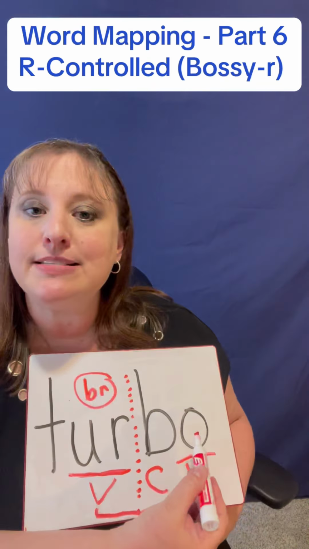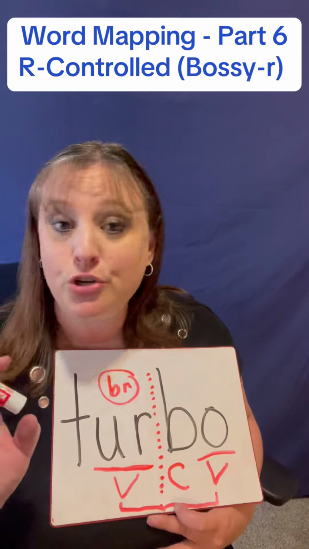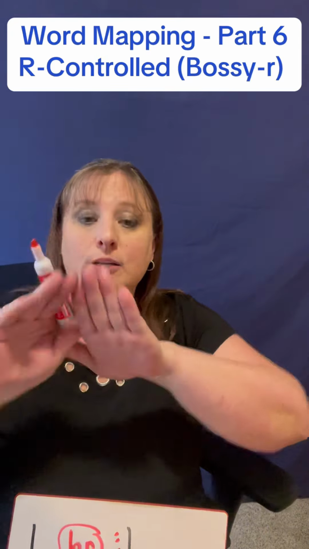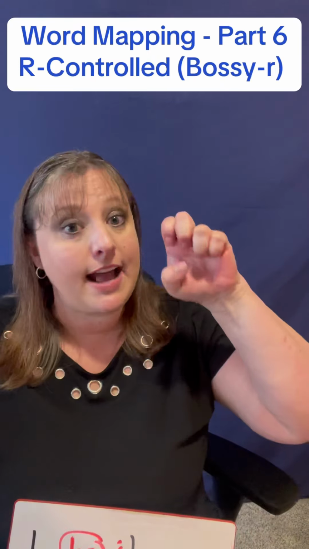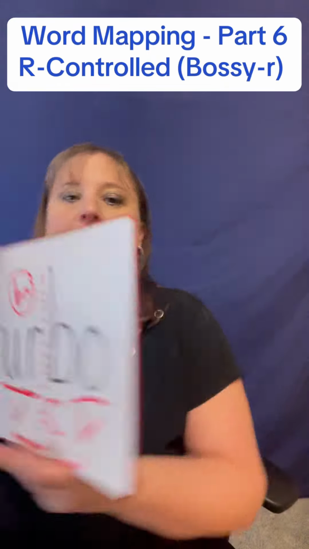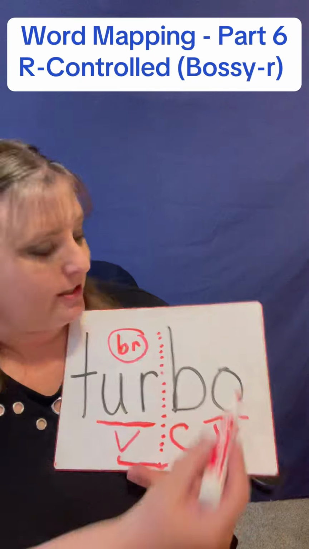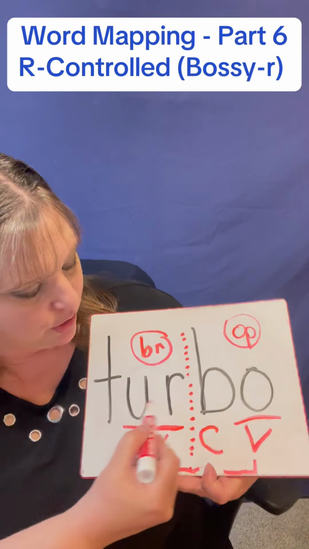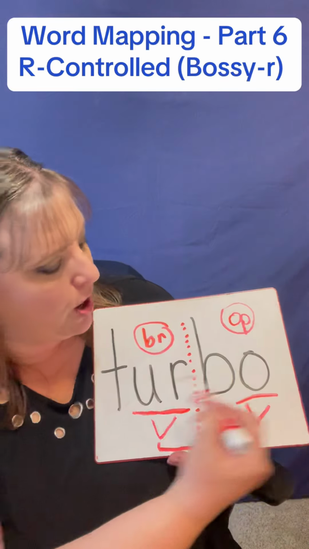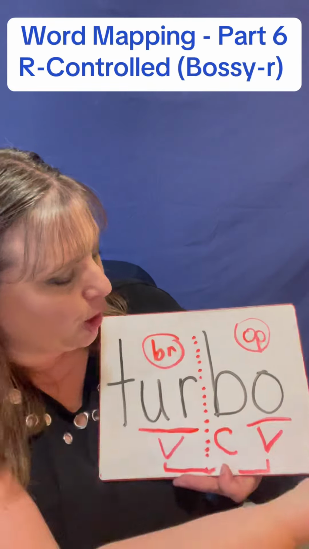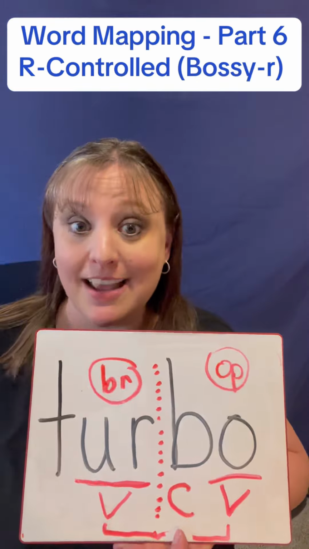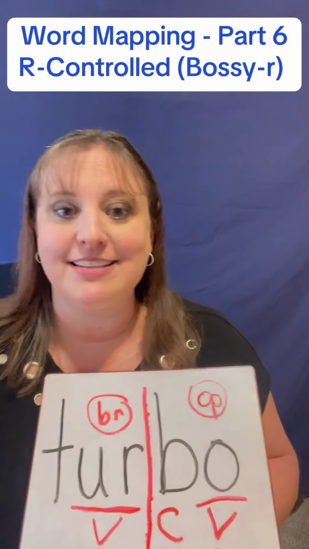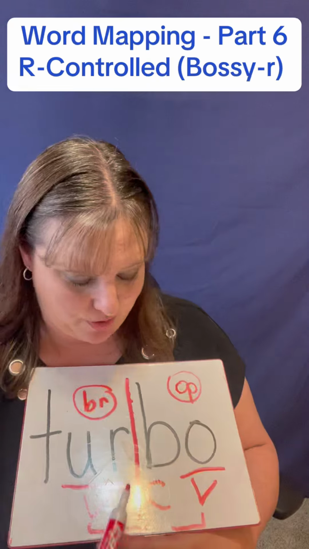What syllable type is this O? This is where I have my students use their hand gestures. Is it a closed syllable, open syllable, Bossy-r, consonant-le? What is it? And it's an open syllable. It's open to say its O sound. So, turbo. Is that a word you recognize? And they're like, yeah, turbo. So we can make that a solid line because we know that's where it would go.